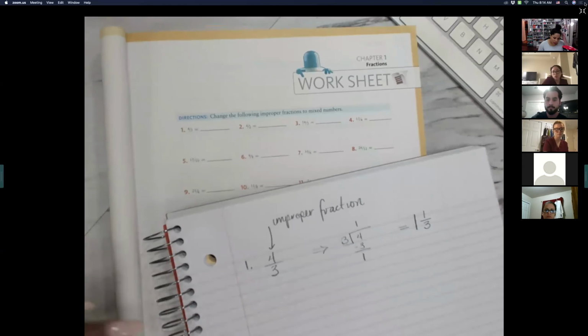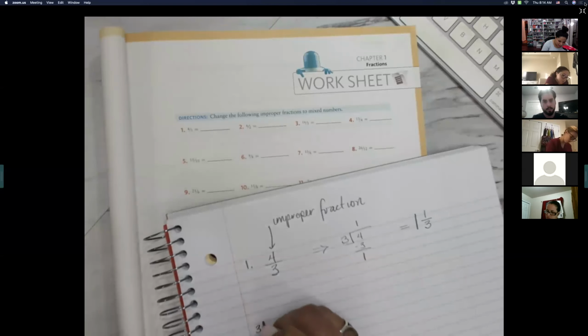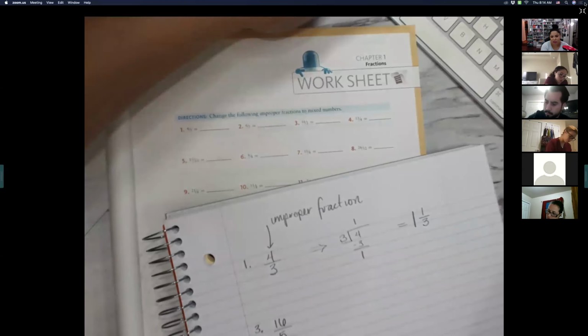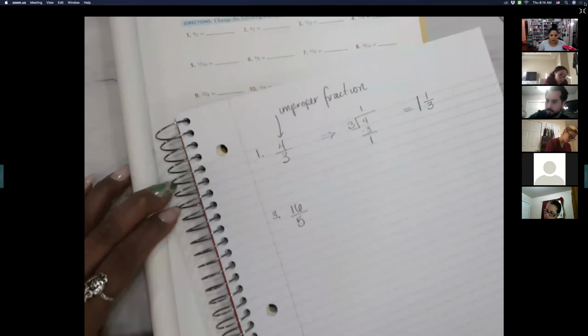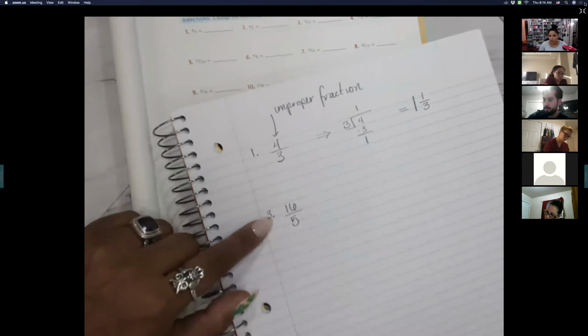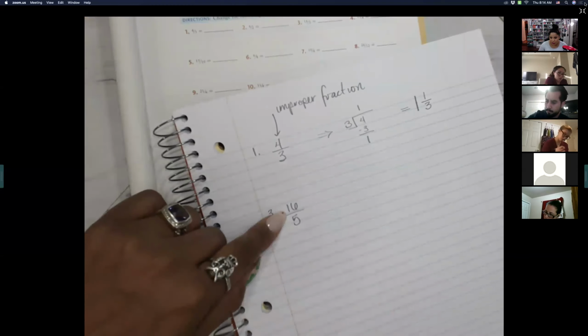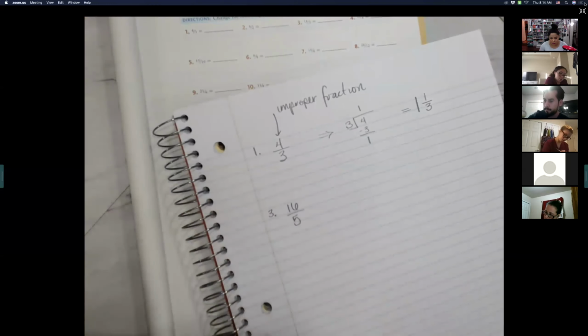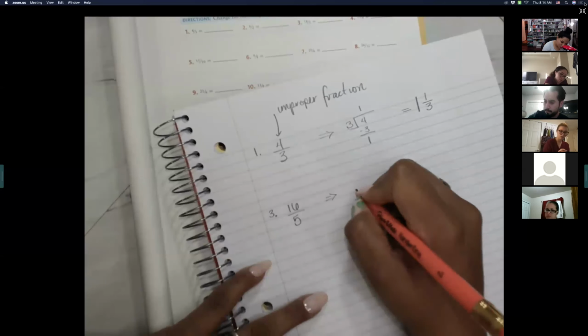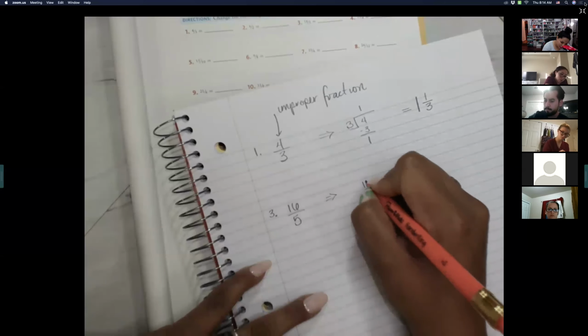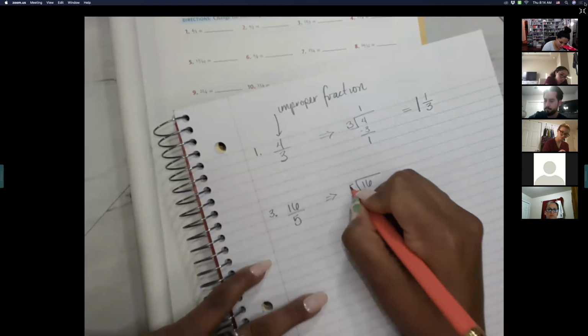Okay, so next I'm going to skip around, that way we get a good mix of examples, okay? The next one we're going to do is number 3. Number 3 is asking us to change 16 over 5. We're converting this improper fraction into a mixed fraction. So that's going to look like 16 divided by 5.